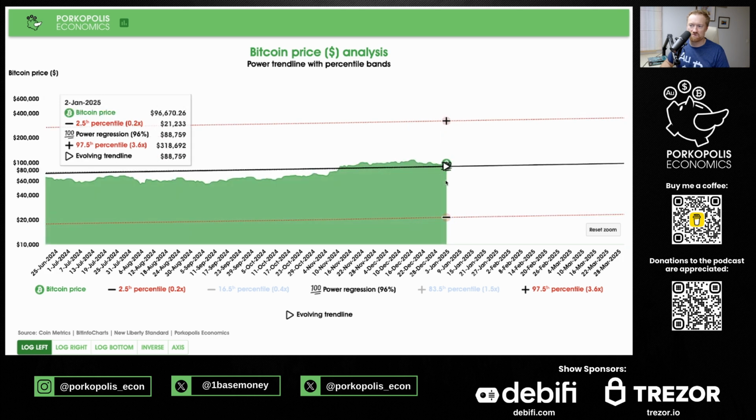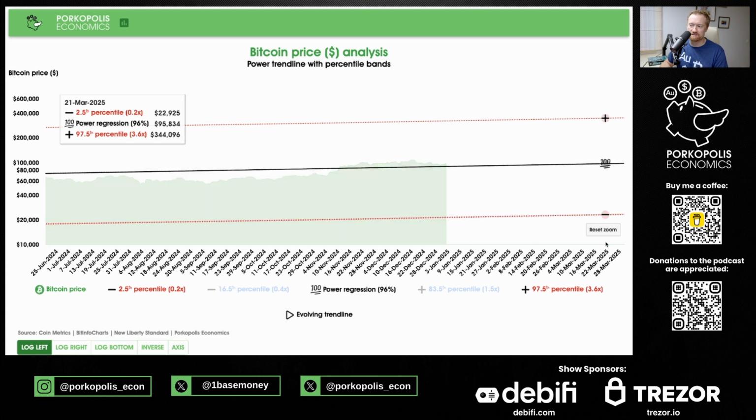Let's zoom in even more. If you're looking at the tooltip, the 100, which is the all-time, 100% of the data, is 80,245, but the evolving is a little bit higher, actually 80,413, and it's going to converge exactly today, January 2nd, 2025, at the same number, 88,759. That is the all-time trend.